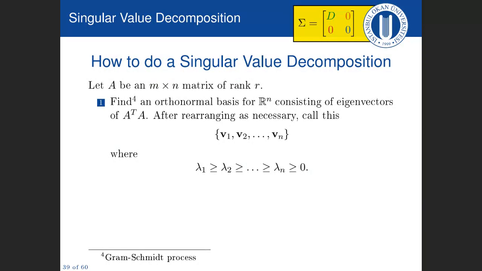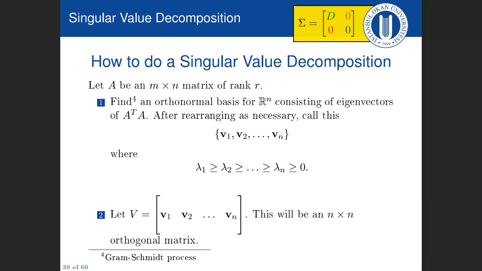And let's continue. I want to explain how we can do a singular value decomposition. Let A be an m by n matrix which has rank r. Step one, we want to find an orthonormal basis for Rn consisting of eigenvectors of A transpose A. Finding a basis of eigenvectors is going to be straightforward, but how do we turn that into an orthonormal basis? We use the Gram-Schmidt process. Then we're going to rearrange these however we need to so that the biggest eigenvalue is called lambda 1, the second biggest eigenvalue is called lambda 2, etc.